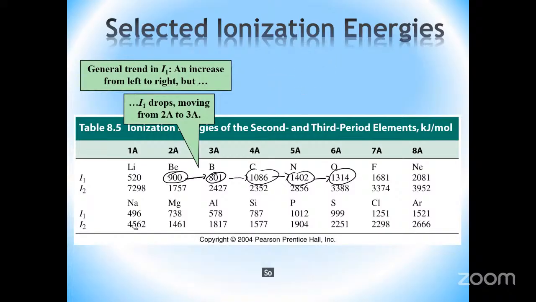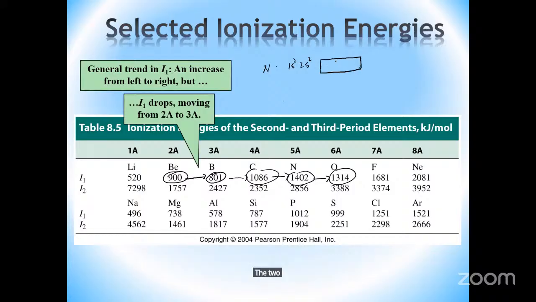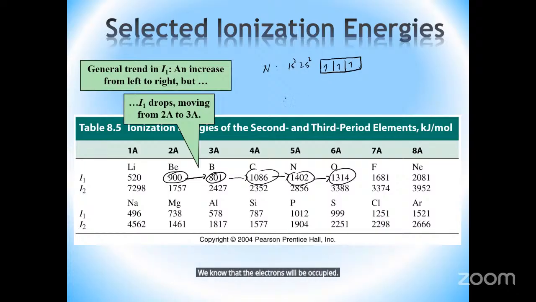So in the case of nitrogen, which has an atomic number of 7, right? The electronic configuration would be 1s2, 2s2, and what I'm going to do here is use boxes to represent the 2p sublevel, right? So basically, you're going to have 1, 2, 3 electrons in the 2p sublevel, and of course, based on the Aufbau principle, we know that the electrons will be occupying the p orbitals singly, right?